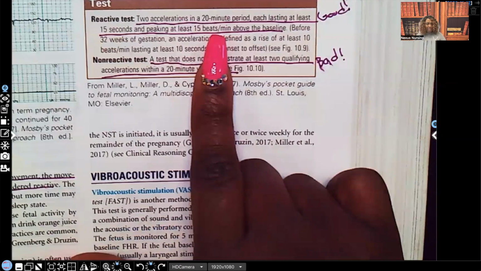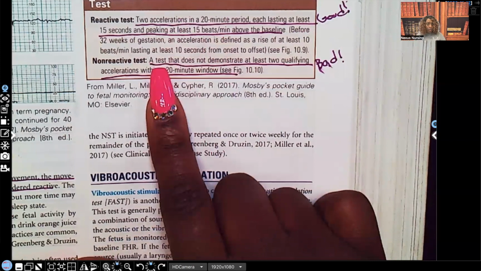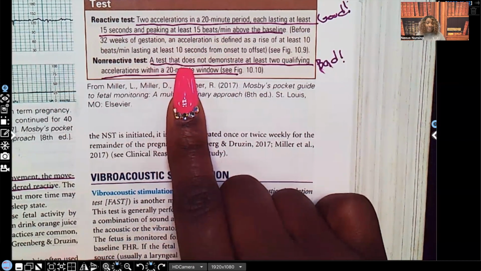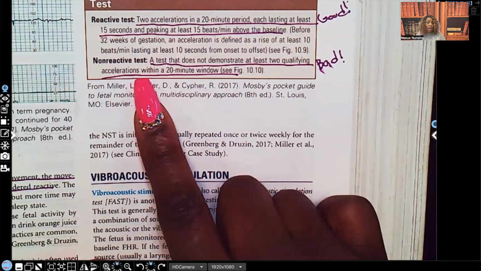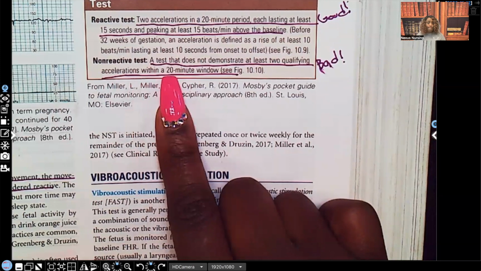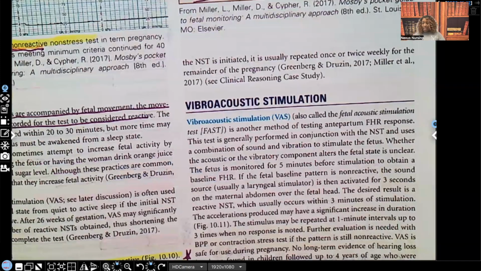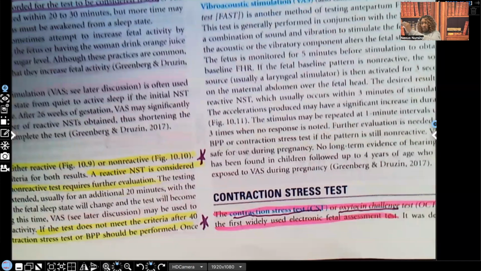Look at the non-reactive. That's bad. Put a sad face next to it so you don't forget. Non-reactive result, this is a test that does not demonstrate at least 2 qualifying accelerations within a 20-minute window. All right, that is your non-stress test. Let's move on to the stress test.